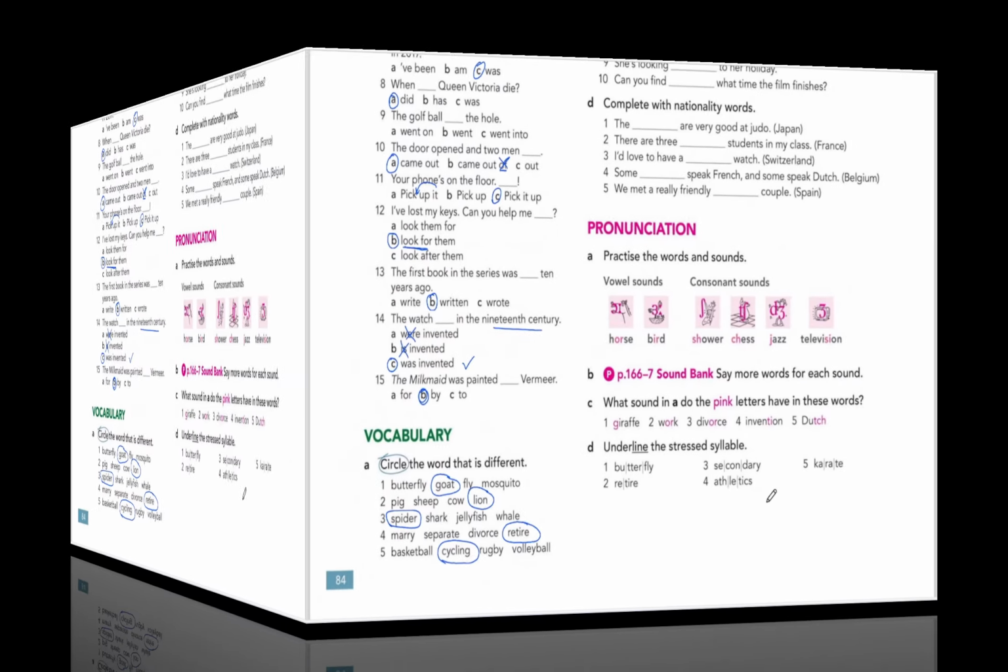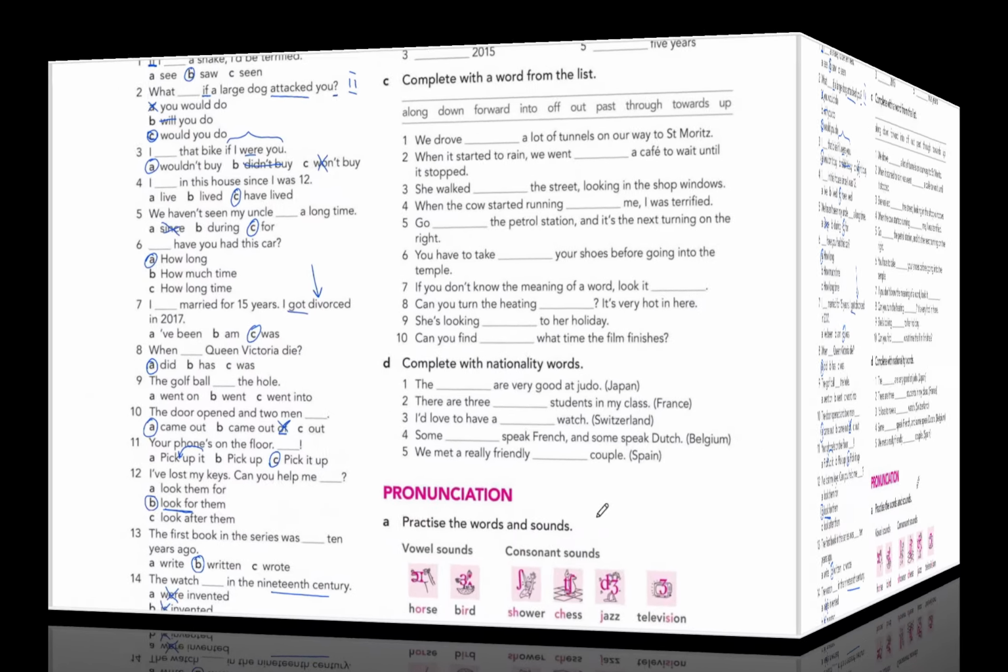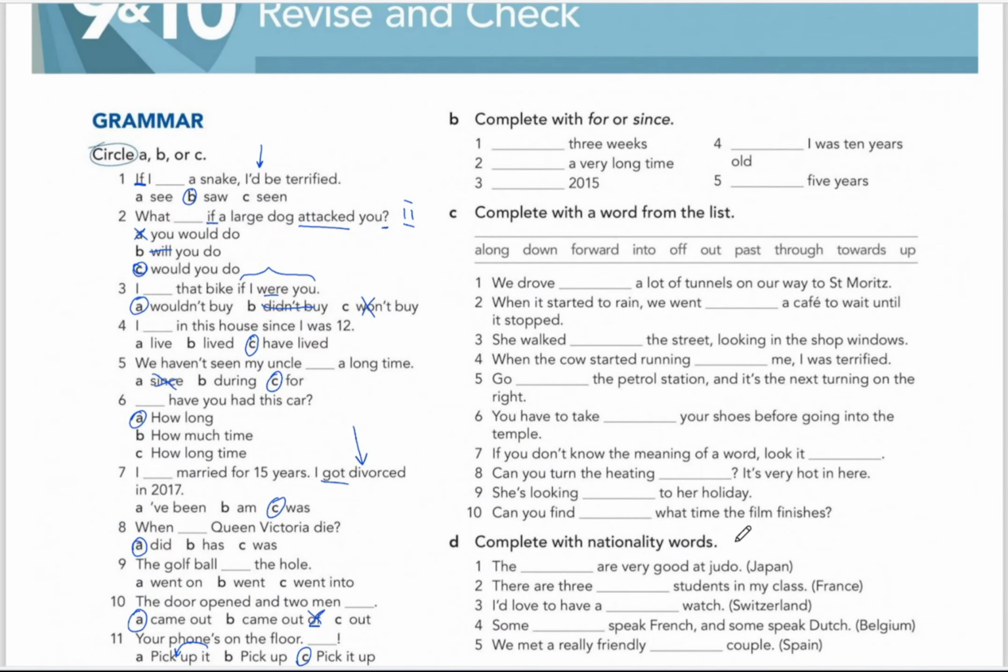Right, so we're moving up to the next exercise. B, complete with for or since. So for, as I said, we use for when we talk about a period of time. Obviously, it's for duration. Both of them, they answer the question of how long. How long, right? I'm going to write it down here. How long? Both of them. So when I say how long, I can say for or I can say since, but there's a difference.